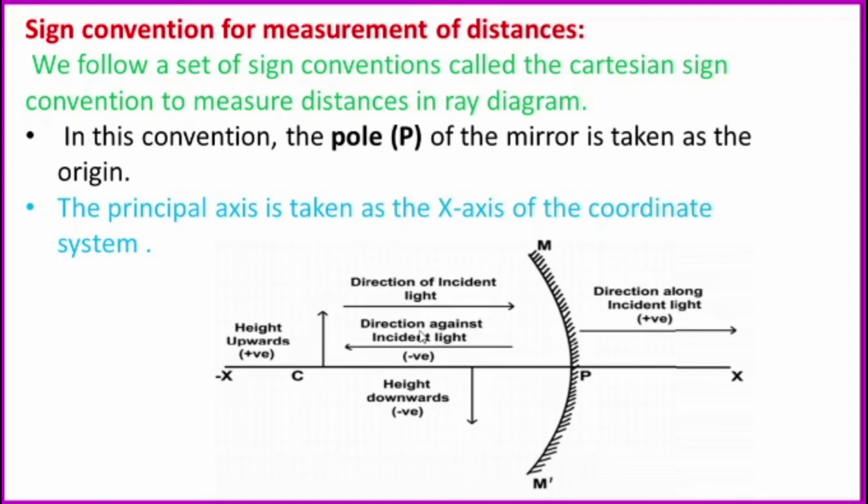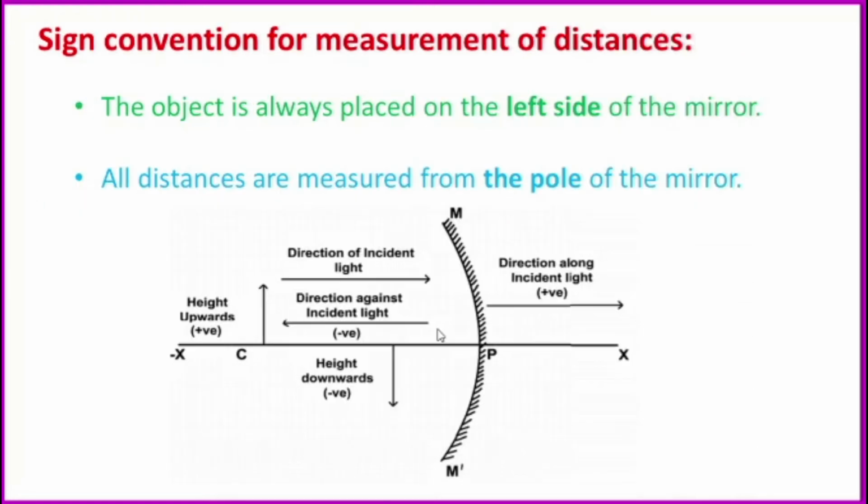Okay, so we know certain rules. The object is always placed on the left side of the mirror. That is very important. So this is the concave mirror. This is the reflecting surface. This is the non-reflecting surface. So object எப்போதுமே எங்கே place பண்ணணும்? Left side of the mirror. So all distances are measured from the origin pole. So we measure any distance from the origin, which is the pole.